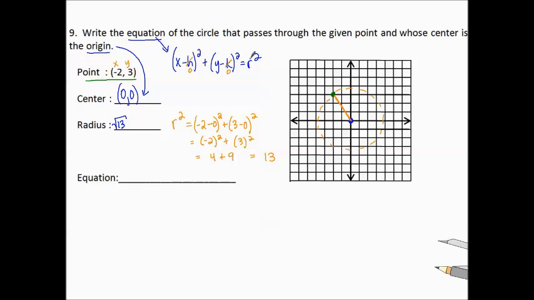But what do we need in our equation? The r². So let's write our equation. (x - 0), which is just x², plus (y - 0), which is just y², equals r², which is 13. And there you have it.